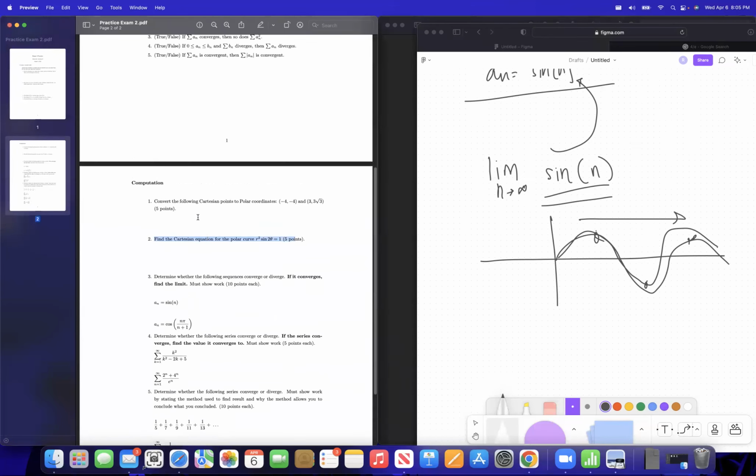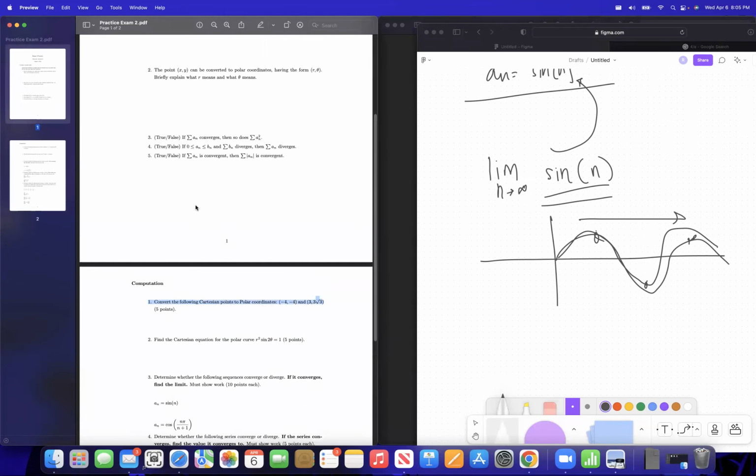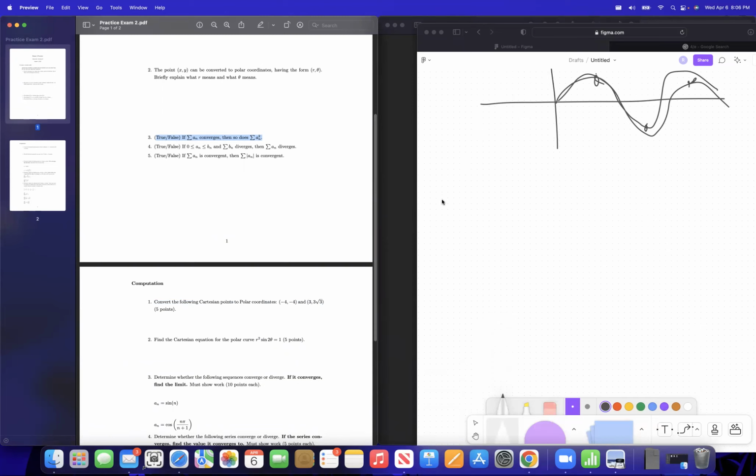These are stuff we skipped that we won't do. True or false: if a of n converges, then so does a squared of n. I'd say true in that regard. If you reach a finite value and you square it, then it's still going to be finite, I believe. I think this is up for interpretation. I'll check into this later.